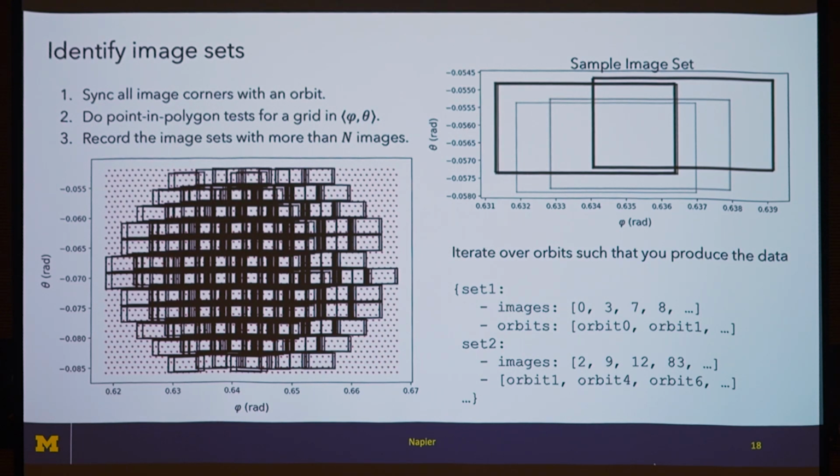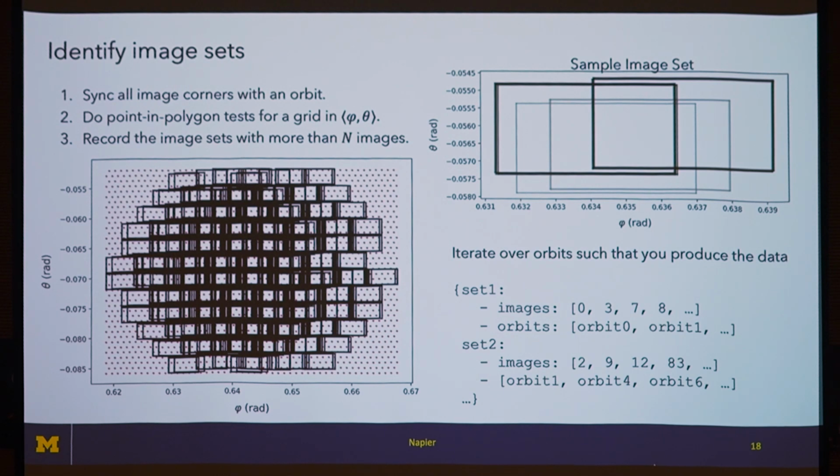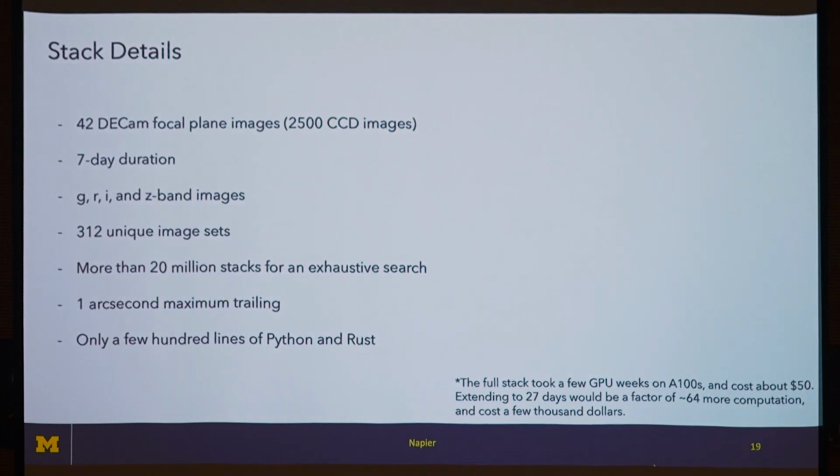Then I take the corners of each image, apply the heliostack transformation that I just talked about, and synchronize them back to my epoch at which I'm stacking. For each of the red points inside of polygons, I do point-in-polygon tests and record which sets of images had more than, say, 10 images or something. I repeat that for every single orbit that I want to check. So we end up with something like this: images 0, 3, 7, and 8, or whatever, and orbits 0 through 100,000, basically. So we end up with a lot.